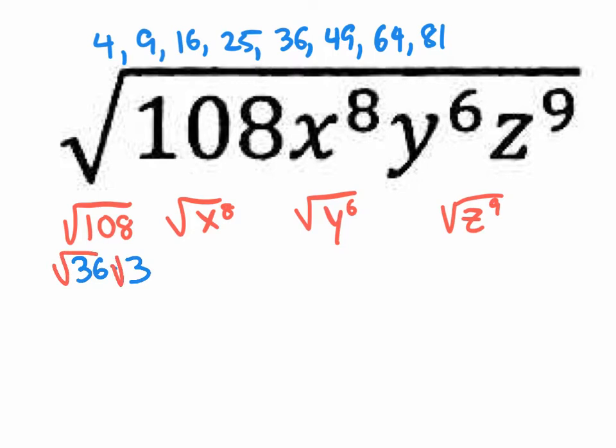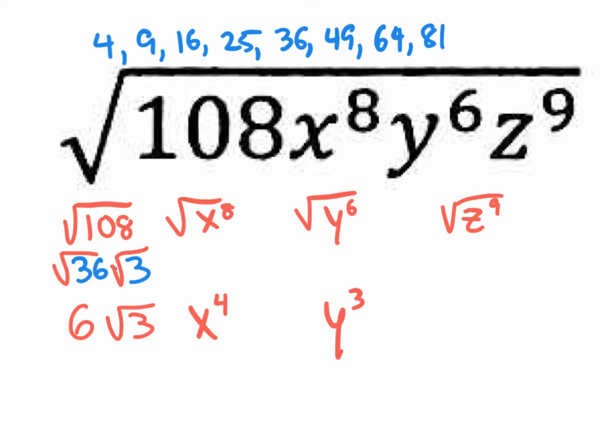That way when I split the root, I could actually do the square root of 36, which gives me 6. And the square root of 3 is going to stay the square root of 3. Moving on. A square root is really the power of half. So that's kind of like dividing this power of 8 by 2. So I'm going to end up with the answer x to the 4th, because 8 divided by 2 is 4. Same concept here. The square root is really the power of half, which is kind of like dividing 6 by 2, which will give me y to the 3rd.